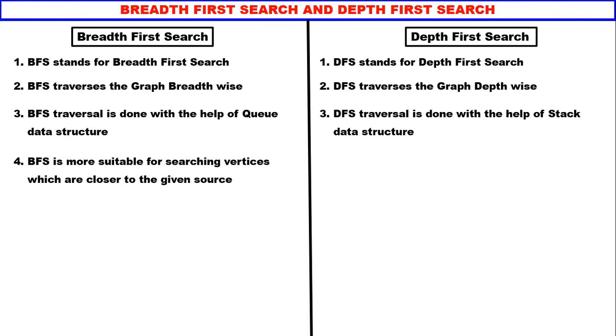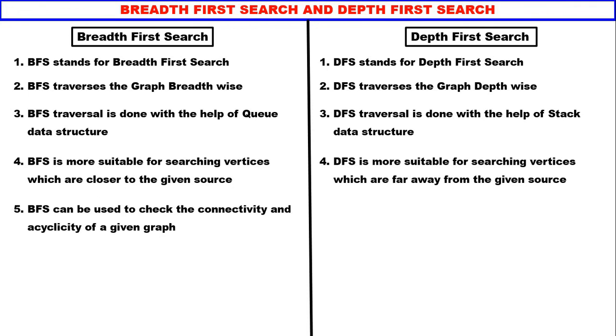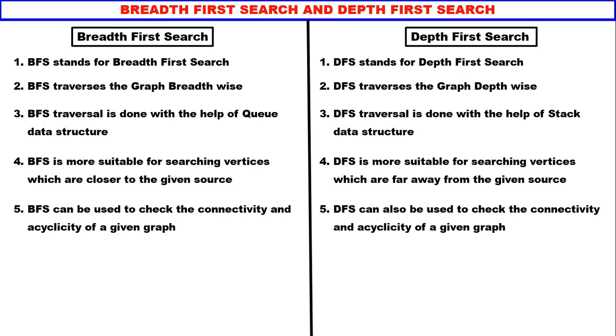and DFS. BFS is more suitable for searching vertices which are closer to the given source. In BFS, we are going to traverse breadth-wise. Therefore, it is faster to search the vertices which are closer to the source. Whereas DFS is more suitable for searching vertices which are far away from the given source, because DFS will traverse depth-wise. Therefore, it is faster to search the vertices which are far away from the source. BFS can be used to check the connectivity and acyclicity of a given graph, and the same thing is true for DFS also.